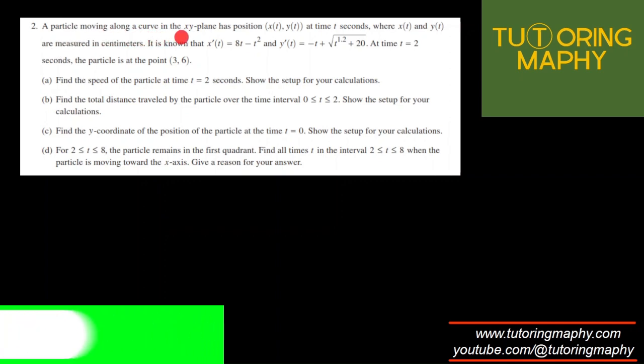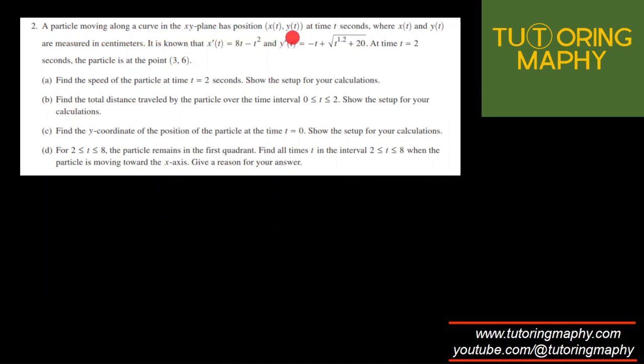A particle moving along a curve in the xy plane has a position of x, y, so it's in terms of parametric coordinates at time t seconds, where x and y are measured in centimeters. It is known that x prime is this and y prime is this, and at t equal to 2 seconds, the particle is at this point. So this is the position of the particle at 2 seconds. Find the speed of the particle at 2 seconds and show the setup of your calculation.